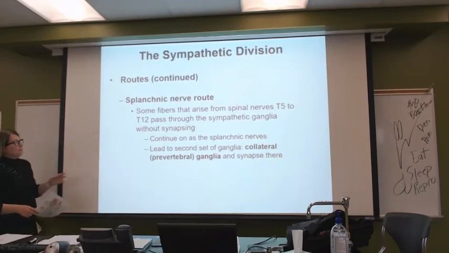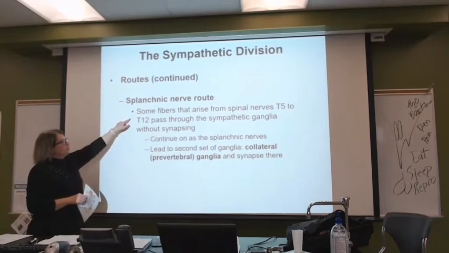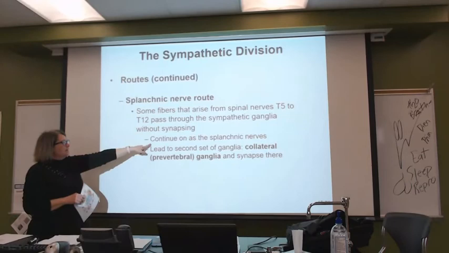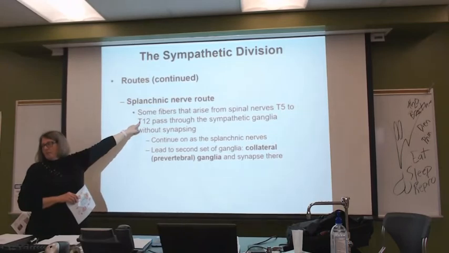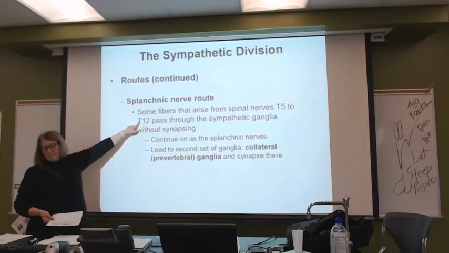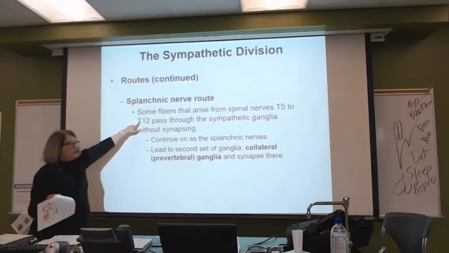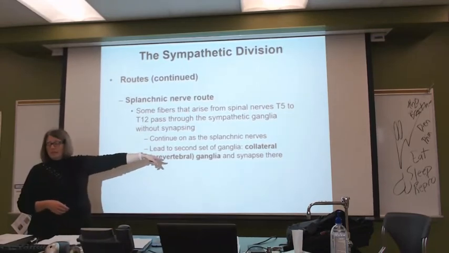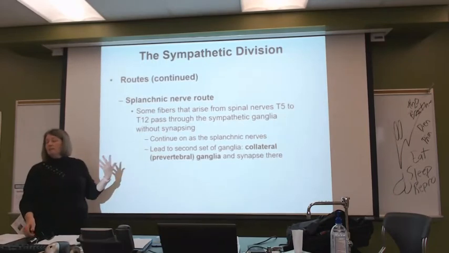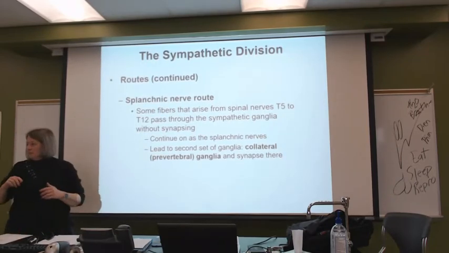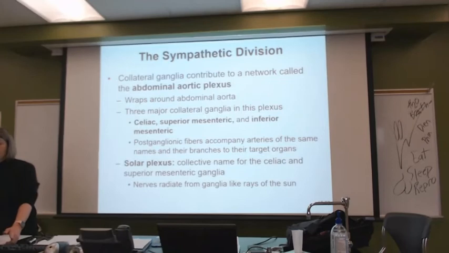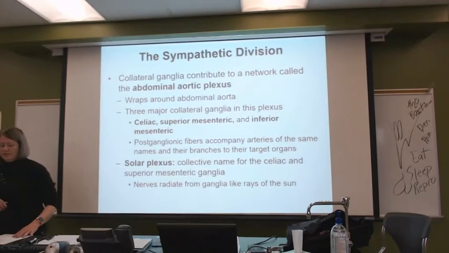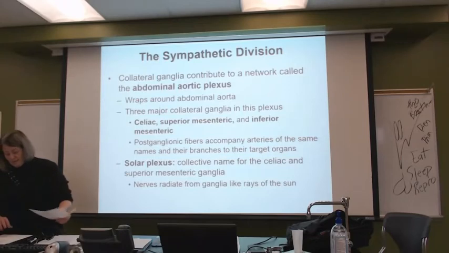Okay, so this is where some of those nerves will pass and go to that splanchnic nerve, even though they come from way up in the thoracic region. It doesn't necessarily have to be just from the lumbar region. So they call that little ganglia where they synapse the collateral ganglion, going to basically the pelvic region. Okay, that's where we're going to stop for today.